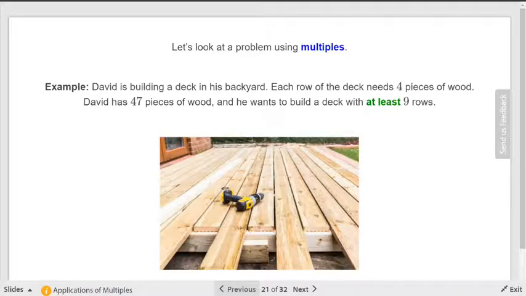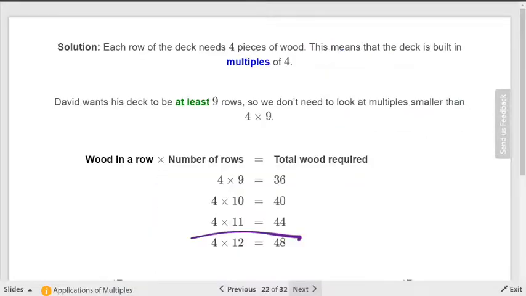So exactly. So if you look at it, can he do 4 times 12 even? No, because that gives us 48. He doesn't have 48 pieces of wood. But why did they go ahead and do that all the way to 48? Yeah, you need to keep going until you go 1 over, so you'll know where to really stop. Because you could stop too soon, right?